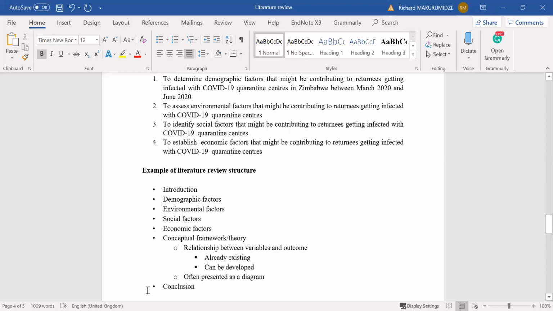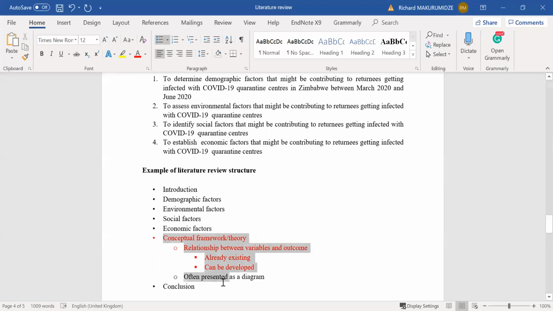Your variables are based on your objectives. Then you use your variables to develop your questionnaire, so your questionnaire development will be based on your variables. Then one thing you can include in your literature review, and this one is optional, you might include it or not include it.